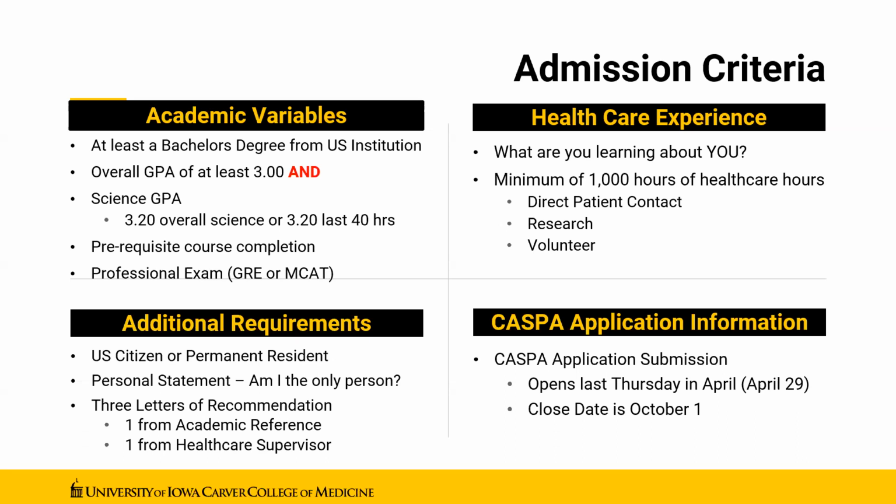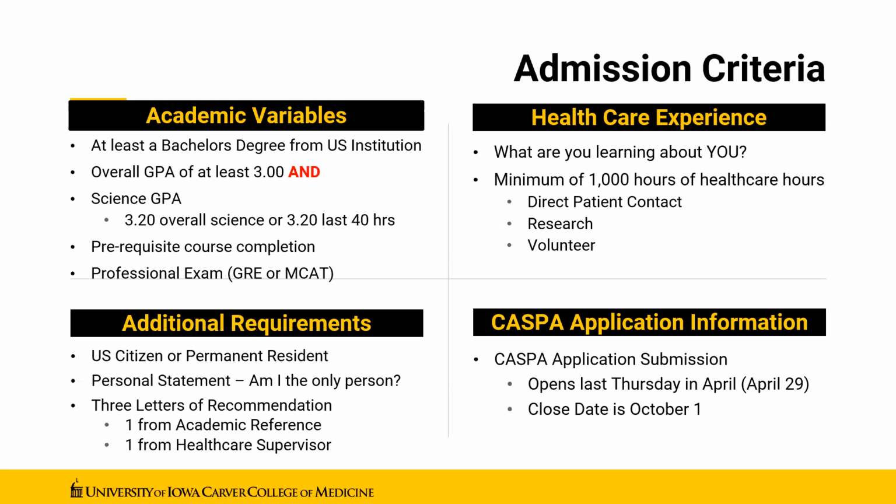PA programs require that you have documented healthcare experience, and each program is different. For us, it's 1,000 hours. And so you're going to want to try to decide what you might want to do to get some of those experiences. Do you want to do it while you're in high school? Do you want to do it while you're in undergrad? Do you want to take a couple of years off after undergrad, get those experiences before you apply to graduate programs?